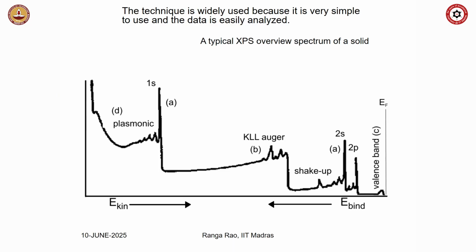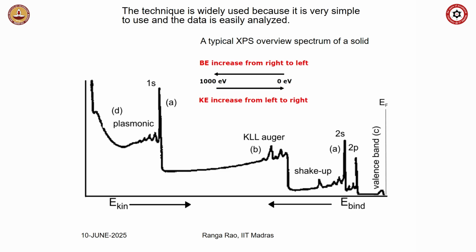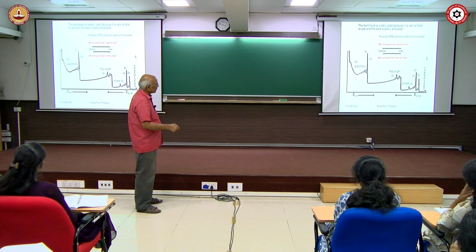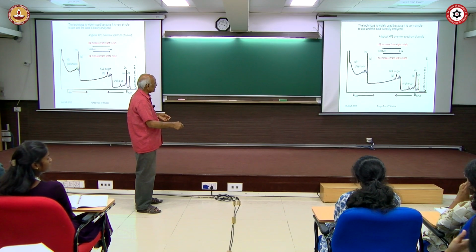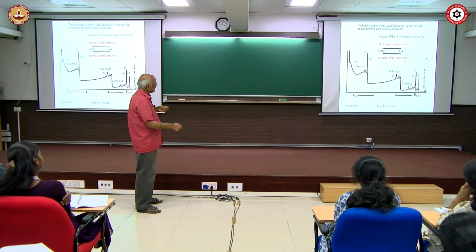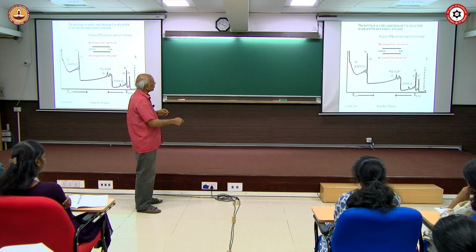So, this is how it looks. For example, here this is a spectrum. The EF is taken as 0 here, and you have the valence band here, this small thing, and then you have these levels, 2p levels, 2s levels. You also have KLL Auger lines coming here, and you will have some shake-up satellites, plasmon satellites and so on and so forth. So, it goes all the way up to 1s.